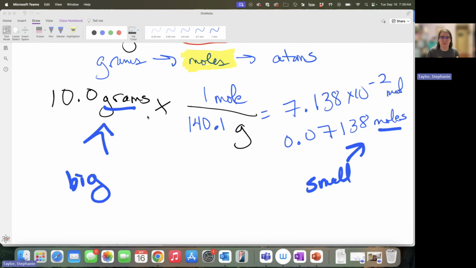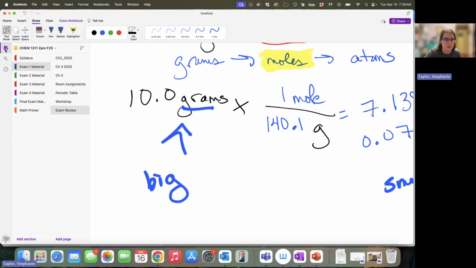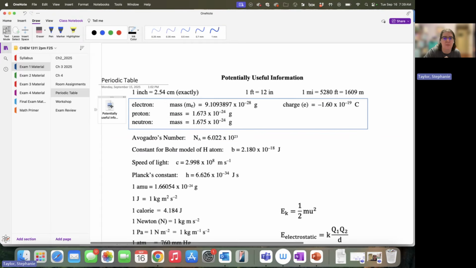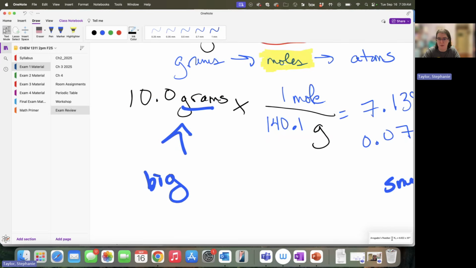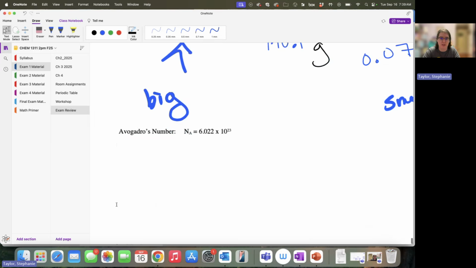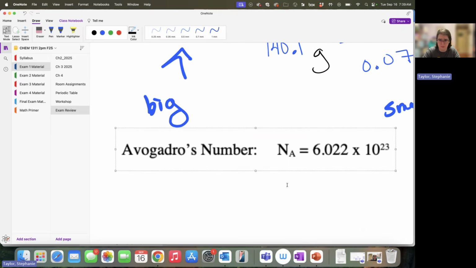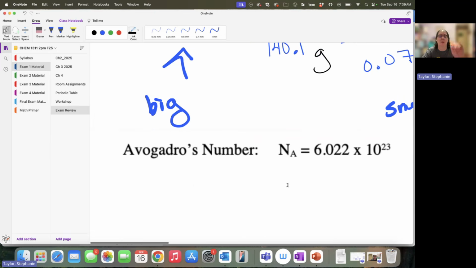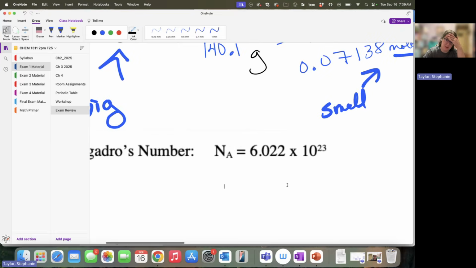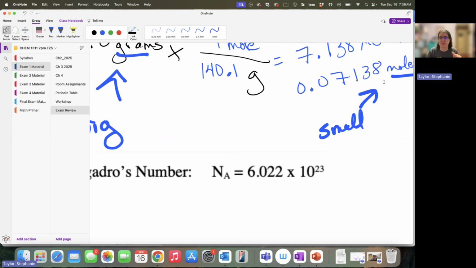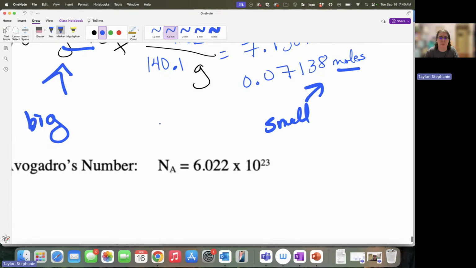Now I'm going to go to atoms. So this is where I do need one more number, and I need the number off of my potentially useful information. On the potentially useful information, there is this thing called Avogadro's number. And that is what I'm looking for. Avogadro's number is the thing that's going to let me go from moles to atoms. So I have moles. Yay, moles. And then I'm going to go from moles to atoms.